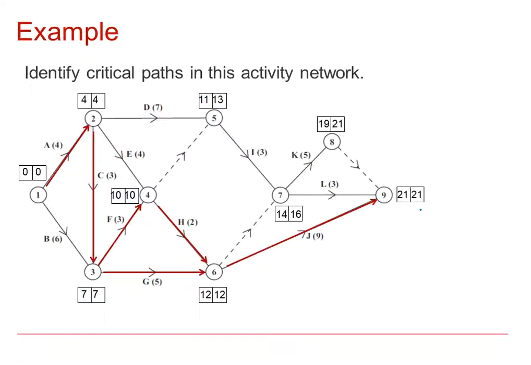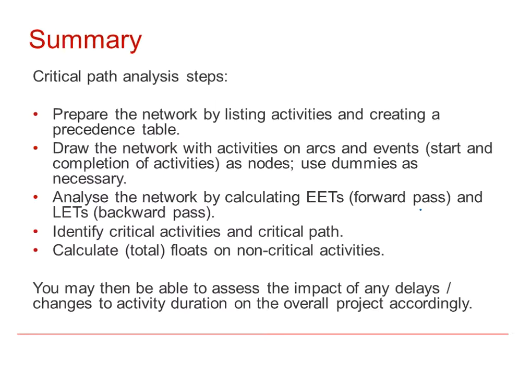As you can see, the critical activities are clearly labelled on the diagram. So in summary, you prepare the network by listing activities and creating a precedence table. You draw the network with activities on the arc and events as the nodes. Use dummies where necessary. Analyse the network by calculating the earliest event times, which is called a forward pass, and the latest event times, which is often called a backward pass.